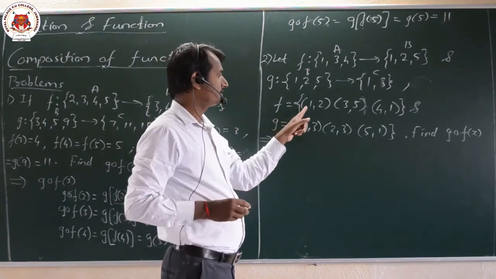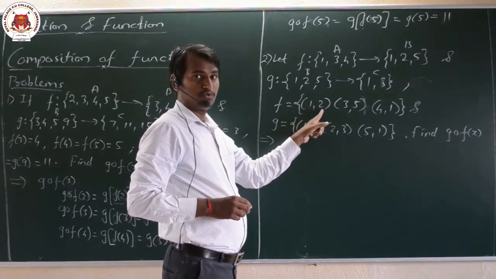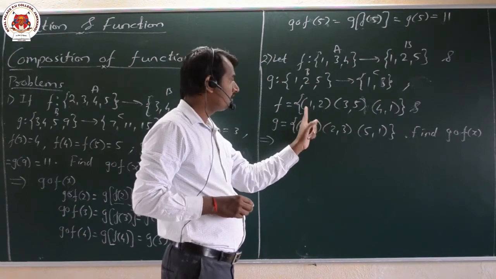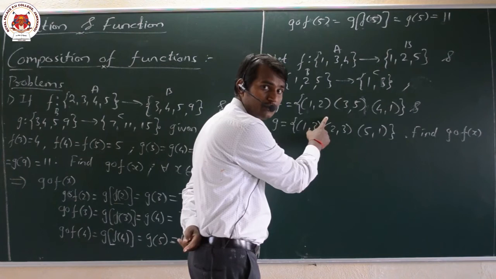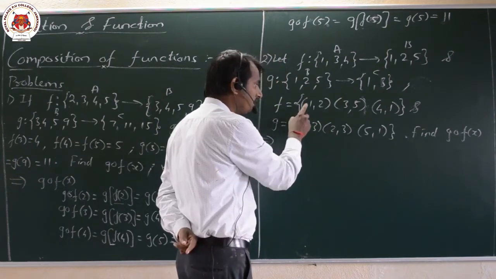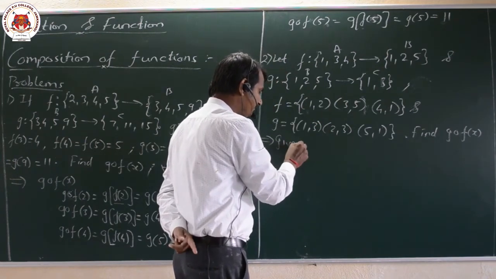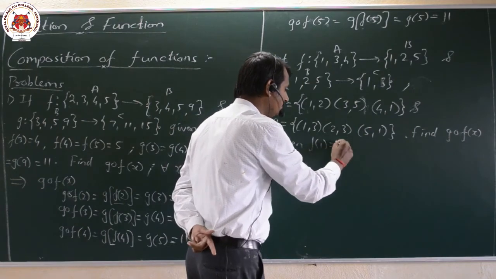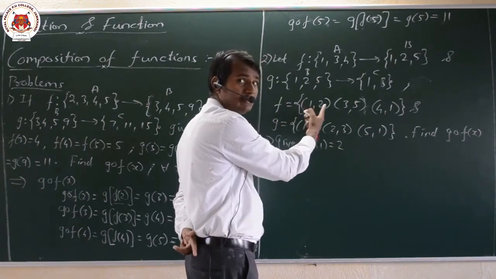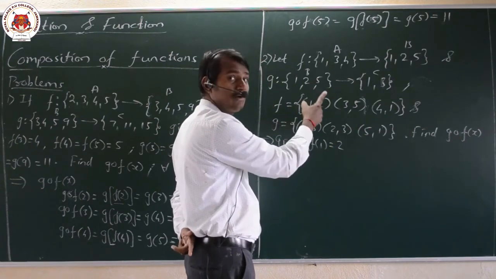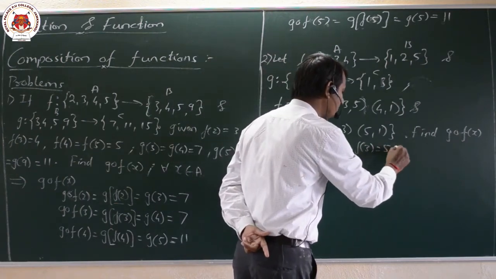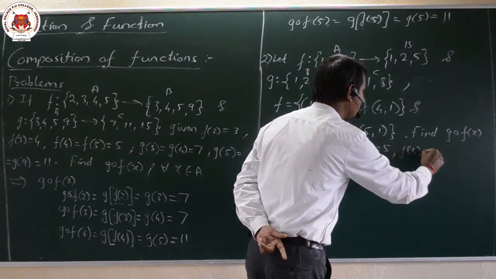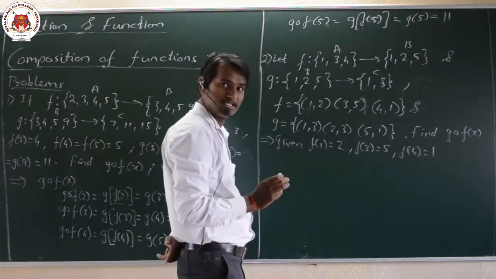He has defined the function f as (1, 2). Okay, the ordered pair is (1, 2). Now what do you mean by this? This is the x value and this is the y value. That means, according to the definition, I will write: given f of 1 equal to 2. F of 1 value will be 2. When x equal to 1, y value is 2. Similarly, f of 3 equal to 5, and f of 4 equal to 1. Is it clear, everyone?